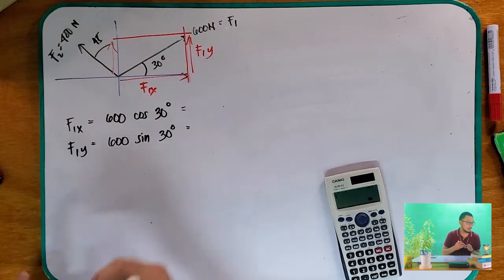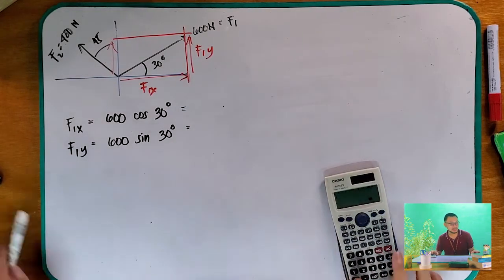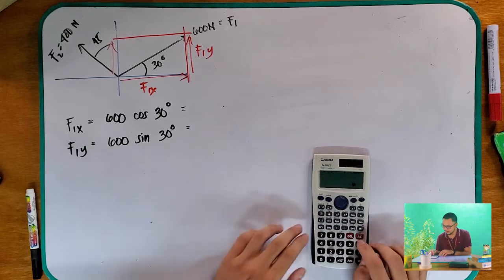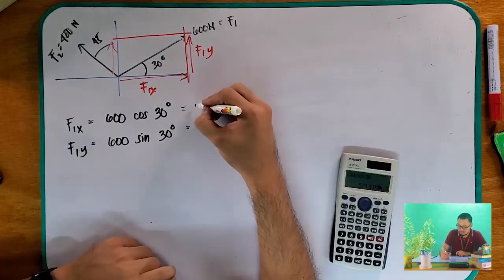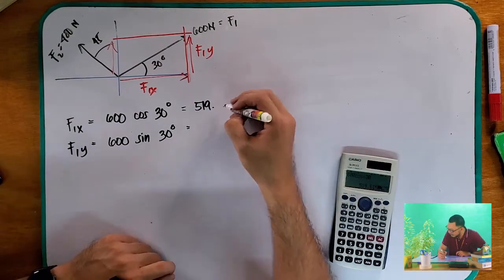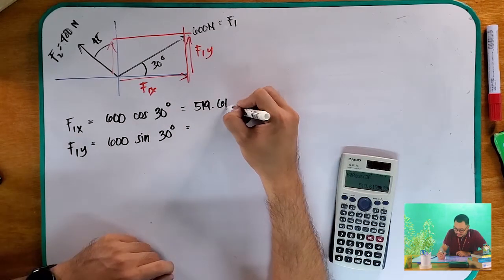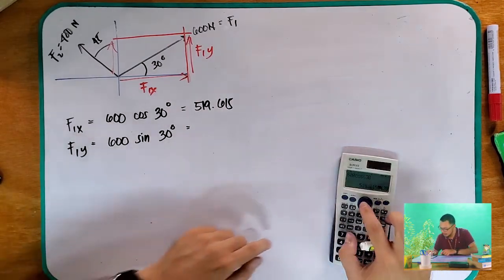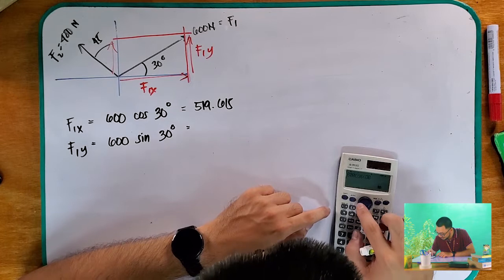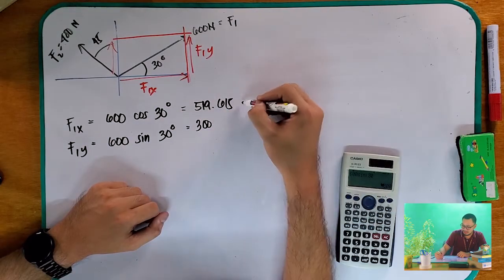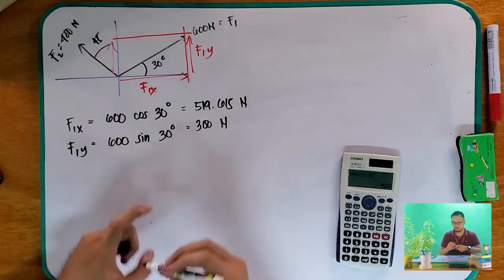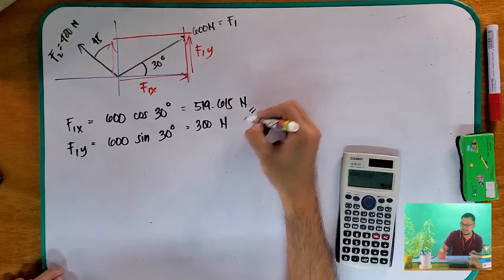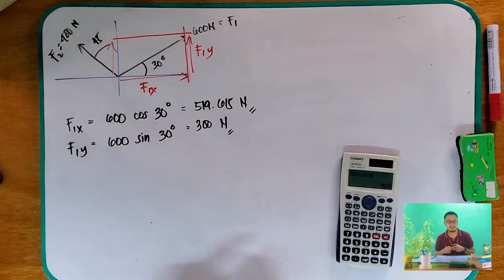So, ato i-solve ang iyang answer. Wala man siya nag-ingon no nga dapat Cartesian vector ang kuan. Ang atong answer 519.615 newtons. And then 600 sine 30, 300 newtons. Okay, so these are your components of F1.